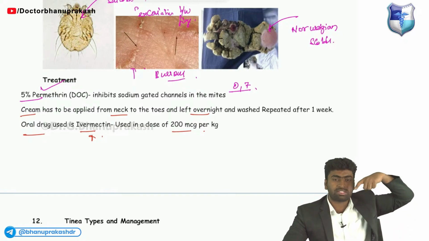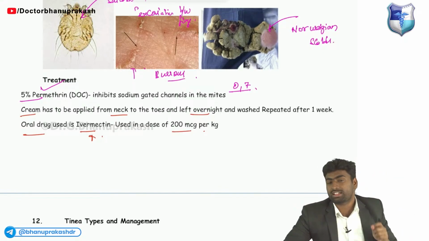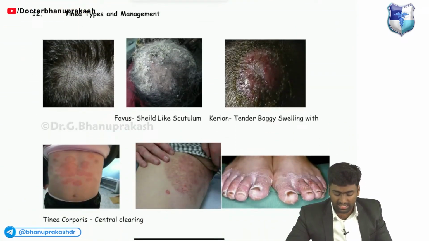So remember 5% permethrin and ivermectin. These are the two drugs which you use in a case of scabies. Fine. And next we'll see about the tinea. These are the fungal infections.